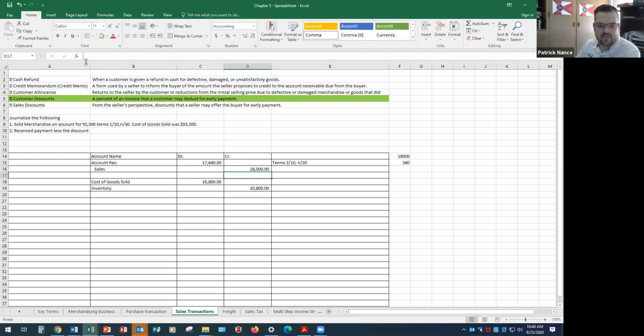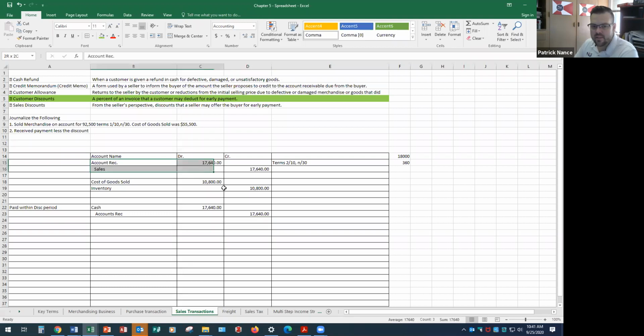Now, when that happens, there's two things that can occur. Either they can pay us the discounted amount, so let's make the assumption they paid within the discount period, which means they took the discount. They paid us, so we received cash, $17,640, because why would they pay within the discount period if they weren't going to take the discount? And we would credit accounts receivable for $17,640.